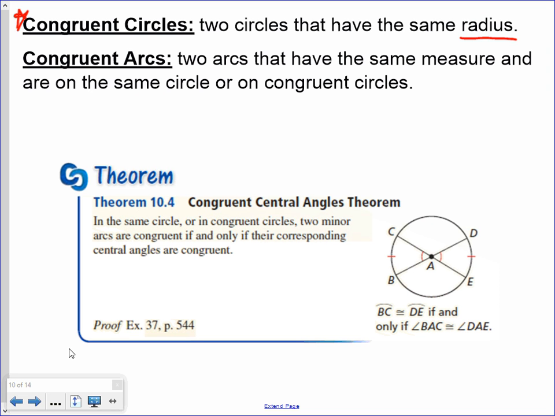So congruent circles have the same radius, and congruent arcs have to have the same measure, degree-wise, and then they either need to be on the same circle, like this picture, or be on congruent circles. So let me show you an example of two arcs that are not congruent to each other.